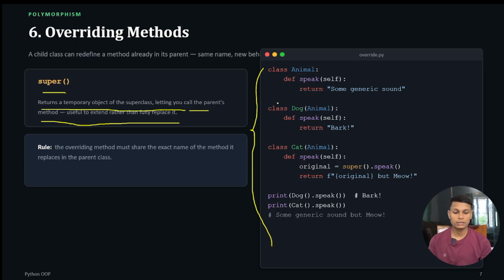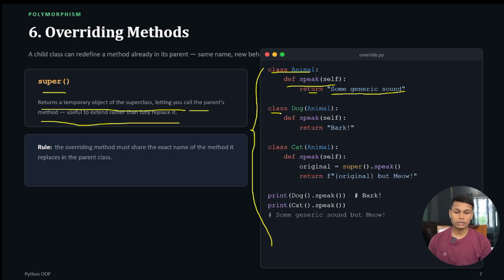So now let's take an example to understand this super function. You can see that here we are going to create a class named Animal. After that we are going to define speak, meaning the voice of that animal, and here we are going to return some generic sound. So if I call my speak function, it will give me some generic sound.